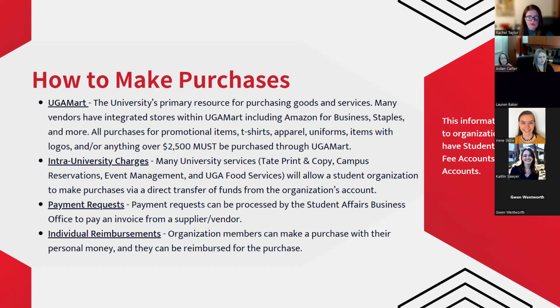So I wanted to highlight a few ways to make purchases, again, for organizations that have student activity fee accounts or agency accounts in particular. There are 4 listed here. UGA Mart is the university's primary resource for purchasing goods or services. Multiple vendors have integrated stores within UGA Mart. A few listed here are Amazon for Business and Staples.